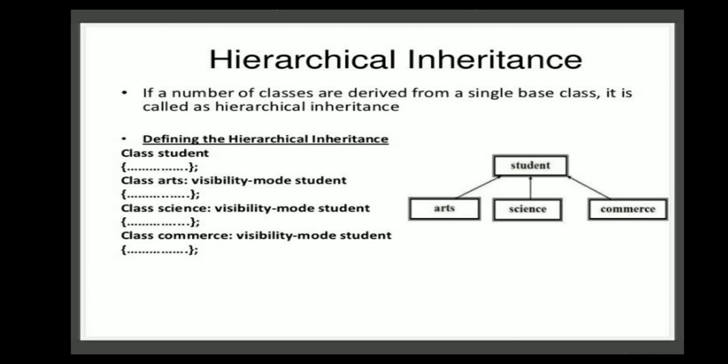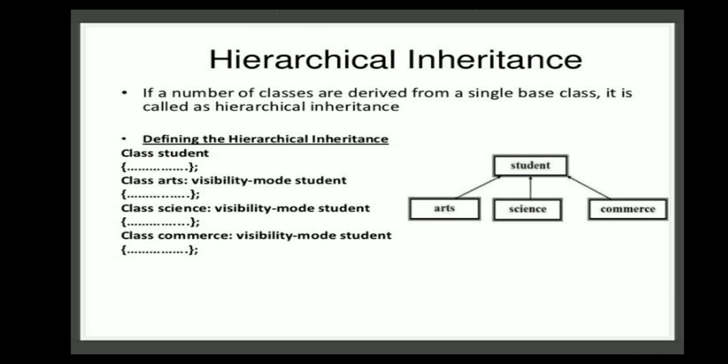Next, hierarchical inheritance. If a number of classes are derived from a single base class, it is called hierarchical inheritance. Here we are having only one base class and more than one derived class. Let's see the figure. First, student. Student is a base class, and arts, science and commerce, these three are the derived classes. The students can be arts students, science students or commerce students. All these derived classes can derive the basic features from the student class. So here we are using hierarchical inheritance.